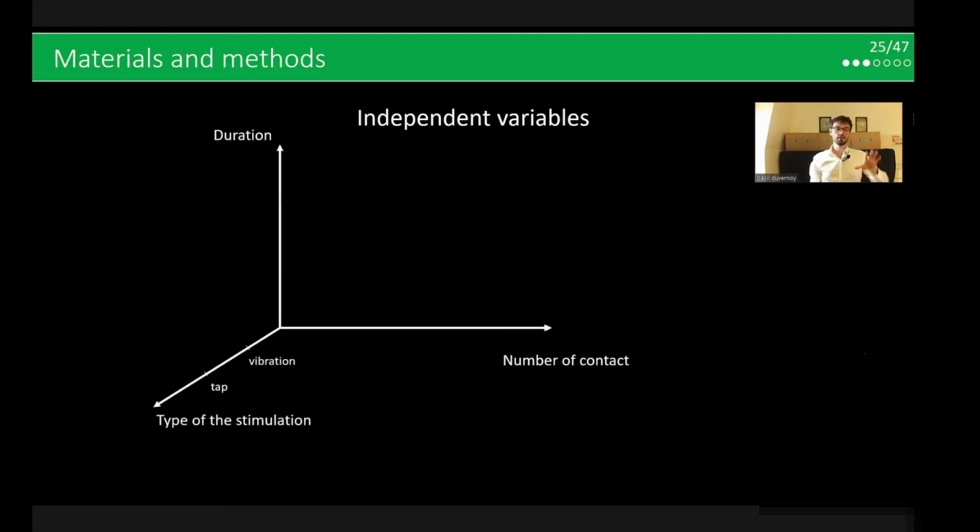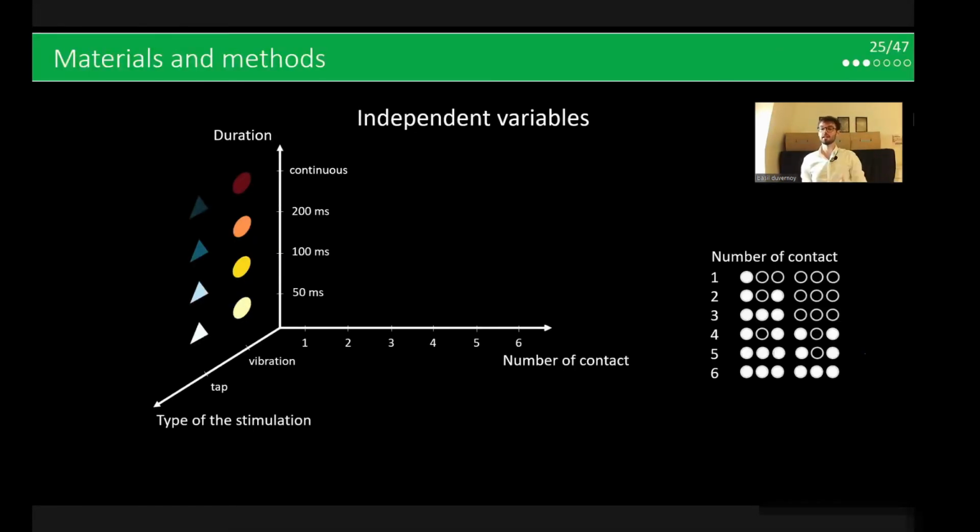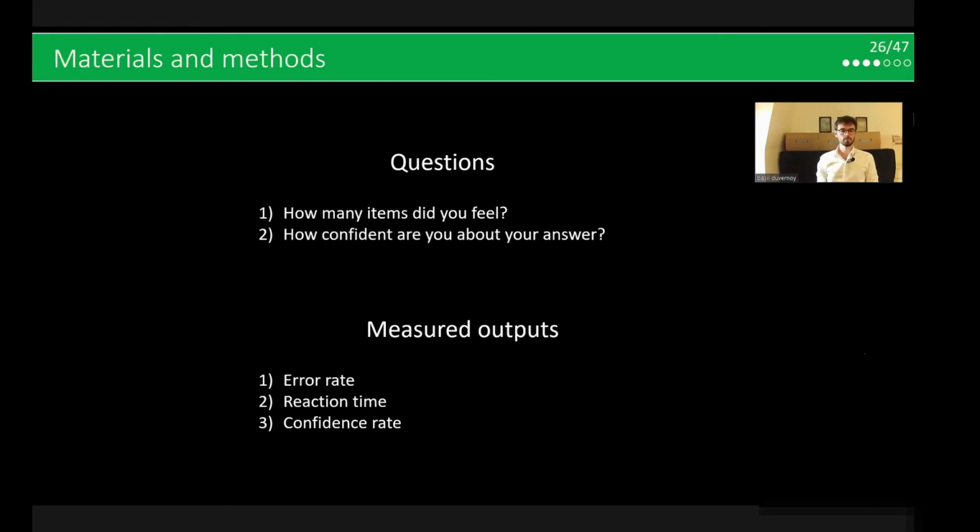But we also added 2 other variables. So we have our type of stimulation, but we also added 4 different levels of duration. The duration of the stimulation could be 50 milliseconds, 100, 200 milliseconds, or a continuous stimulation until the answer of the participant. And we coupled these 2 variables with the number of contacts: 1 actuator activated, 2 actuators activated, and so on, up to 6 actuators activated at the same time. The question was, how many items did you feel? But just after that, we also asked, how confident are you about your answer?